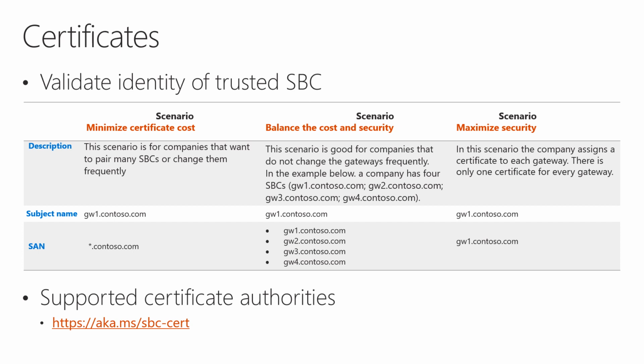Then the maximum security scenario, you have one certificate per server. You dedicate one certificate to each of your servers. So the first SBC gets gateway1.contoso.com, the second one gets a dedicated certificate, gateway2.contoso.com, and now you have multiple certificates that you're going to use. You can find a list of all the supported certificate authorities with the link shown on this slide.